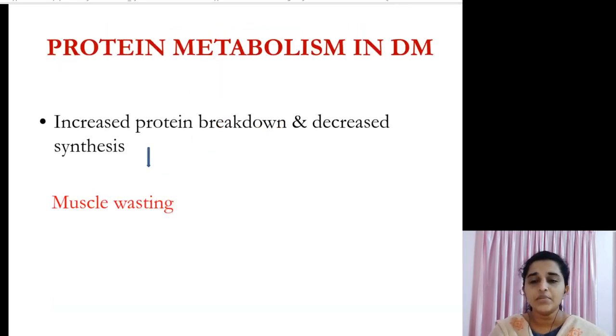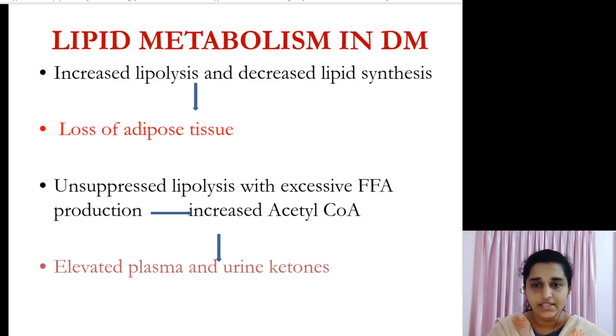Next is protein metabolism in diabetes mellitus. Like we have seen in the physiology of insulin, insulin inhibits the breakdown of protein. Here you can see that loss or deficiency of insulin leads to increased protein breakdown and decreased synthesis of protein. So we can see the muscle wasting.